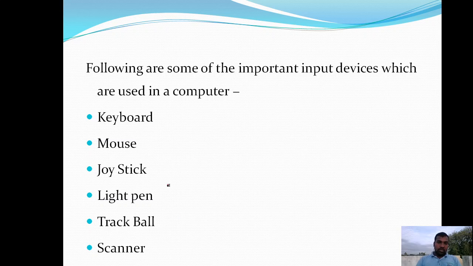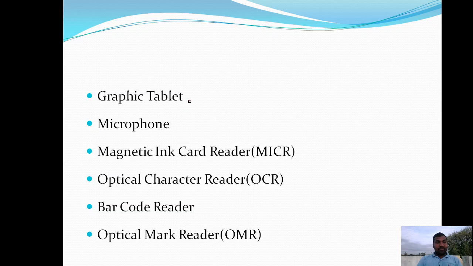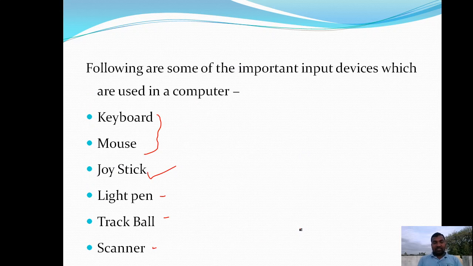Okay, so the basic or most frequently used components are mouse and keyboards. The joystick is there, light pen, trackball, scanner, and then graphic tablet, microphone, right? Magnetic ink card reader, optical character reader, barcode reader, optical mark reader. So these are the several input devices. By using these devices, we are going to give some input to the CPU.